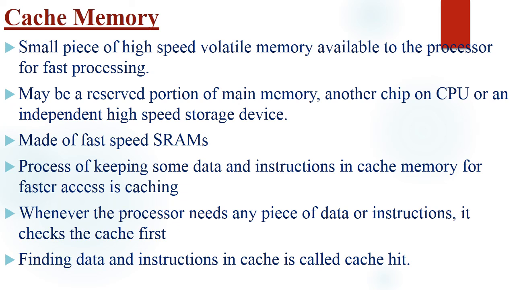Third, it is made of fast speed SRAMs that don't need to be refreshed. Fourth, the process of keeping some data and instructions in cache memory is caching. Whenever the processor needs any piece of data or instructions, it checks the cache first. Finding data and instructions in cache is called cache hit.